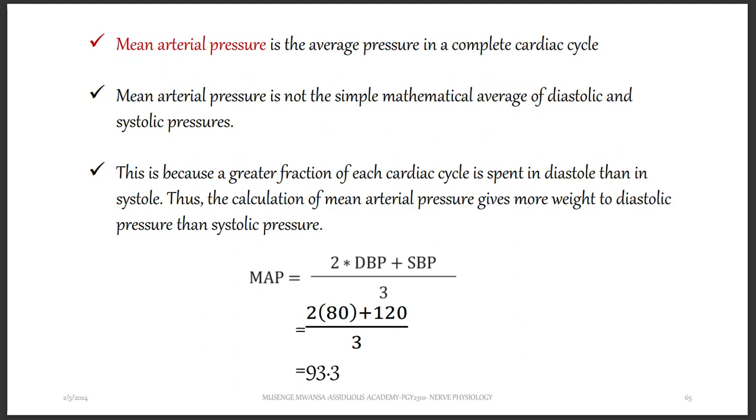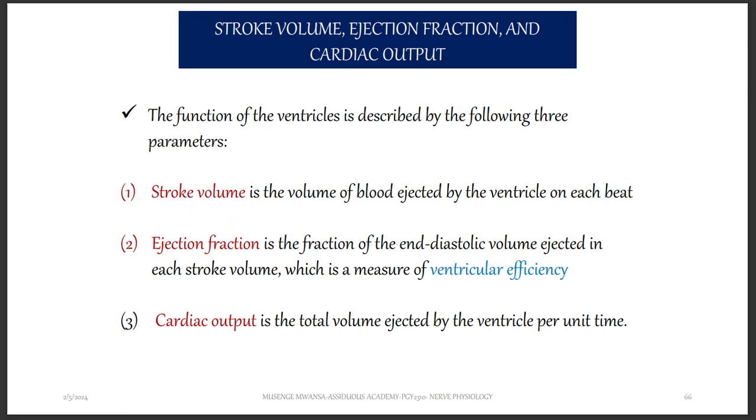You also have the mean arterial pressure. Now, the mean arterial pressure is the average pressure in the cardiac cycle. Mean does not mean that you just add and then divide. Mean arterial pressure is 2 multiplied by diastolic blood pressure plus systolic blood pressure, over 3. We know that diastolic blood pressure is like 80 and systolic is 120, so that will give us around 93.3. Other terms we need to understand are stroke volume, ejection fraction, and cardiac output.